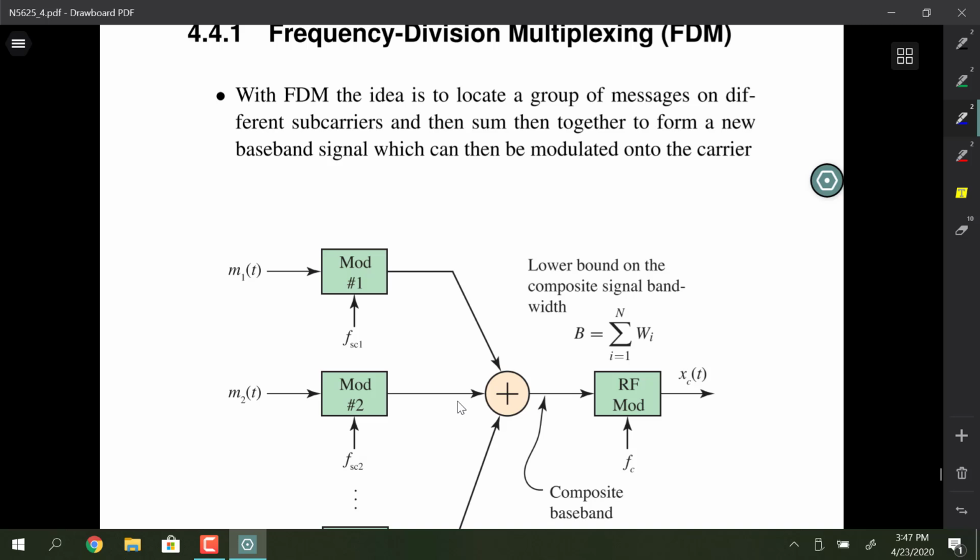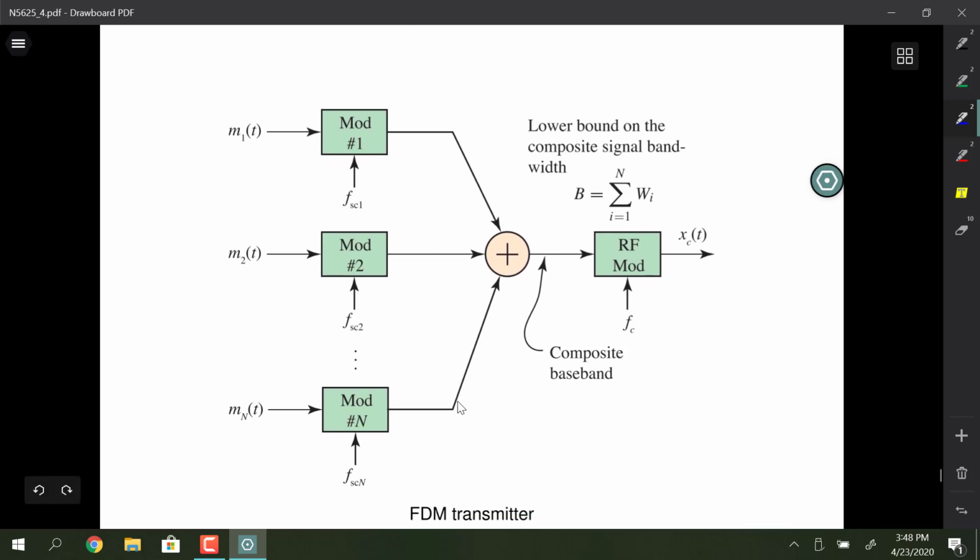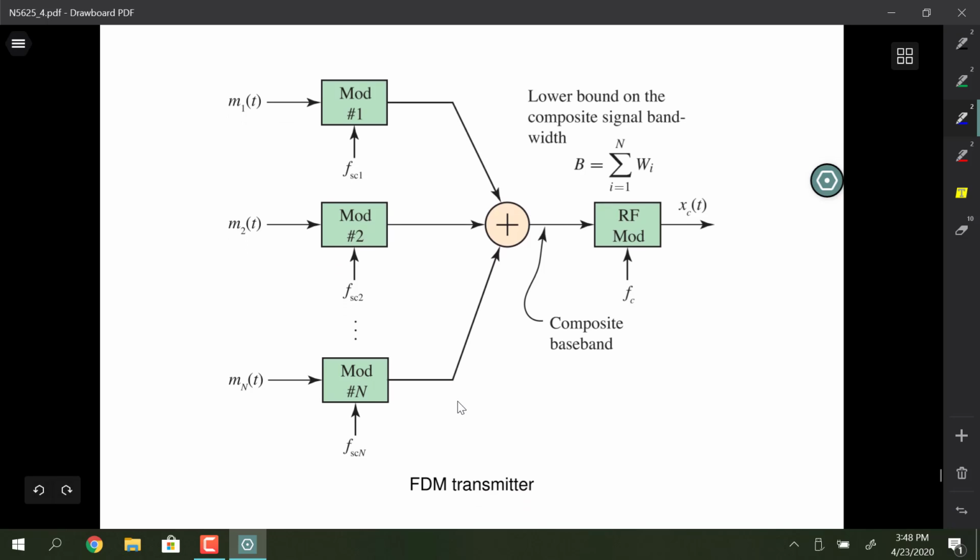But FDM is you locate groups of messages on different subcarriers and then sum them together to form a baseband signal. So this block diagram pretty much explains what's going on. You have message 1, you let it modulate a subcarrier, so you've got a number of subcarriers, all the way down to subcarrier N, and each of those modulators could be the same kind or they could be different. So you could have different combinations of modulators. The messages could be analog or digital combinations.